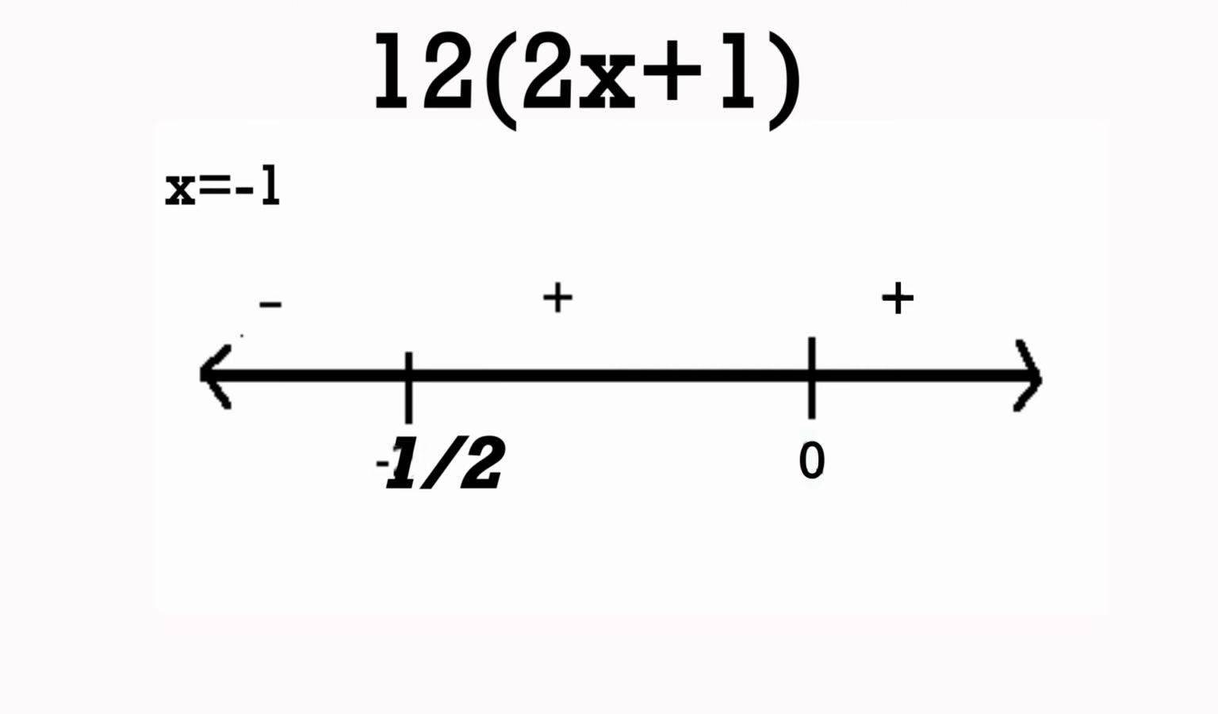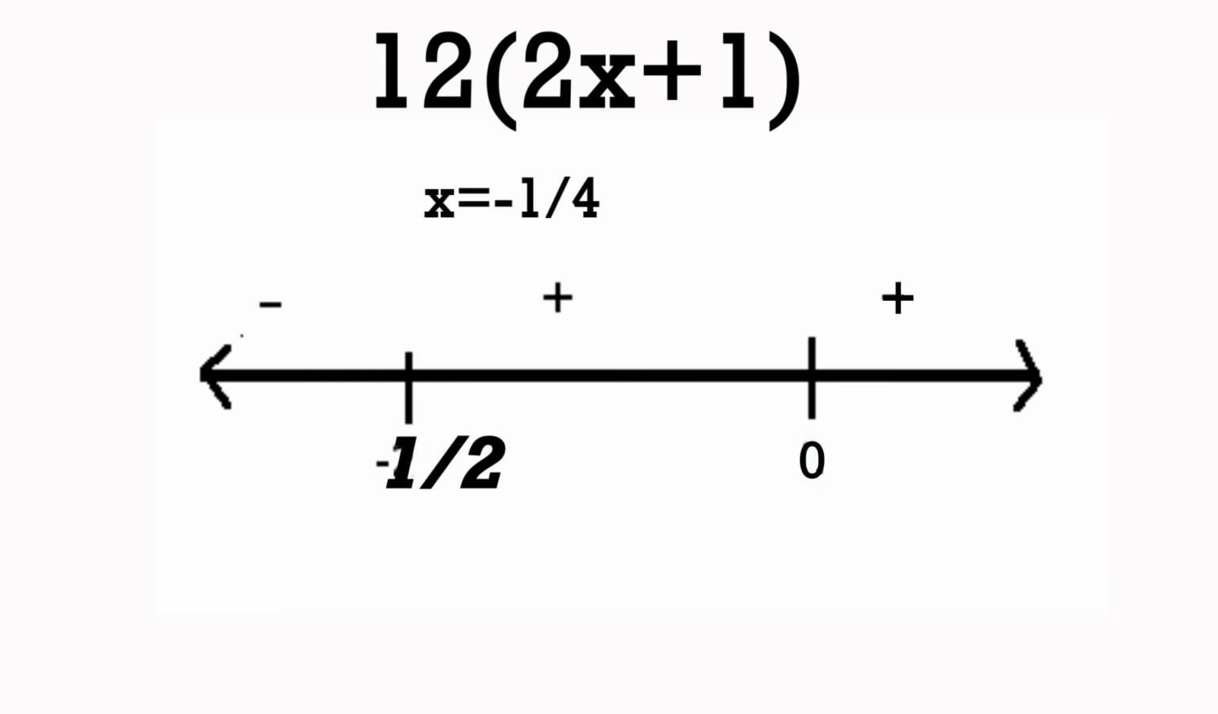Now let's plug in a number lower than negative 1/2, which is negative 1. We know that the constant is positive, so plugging negative 1 into the inside function, you get a negative answer. So a negative times a positive is a negative. Thus, the graph has a downwards concavity up to negative 1/2.